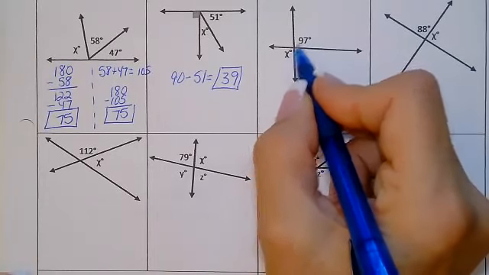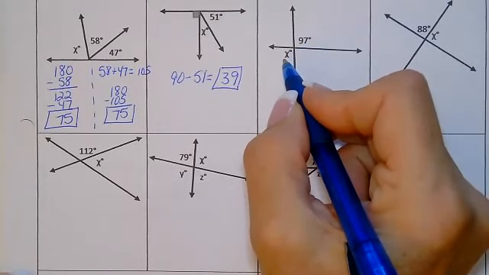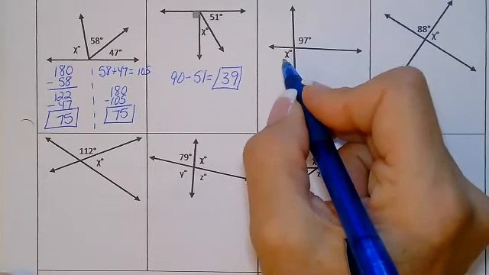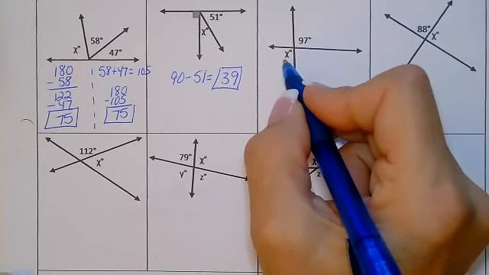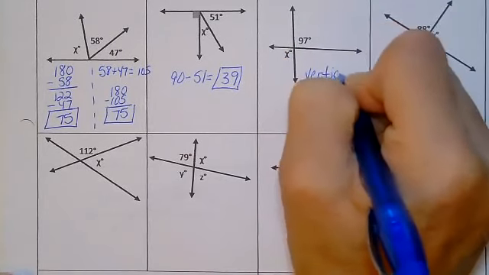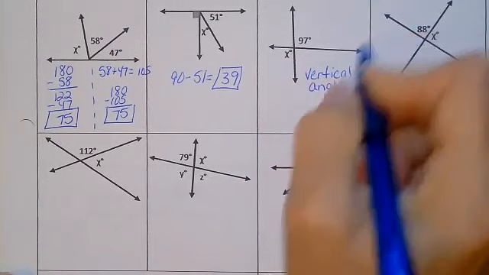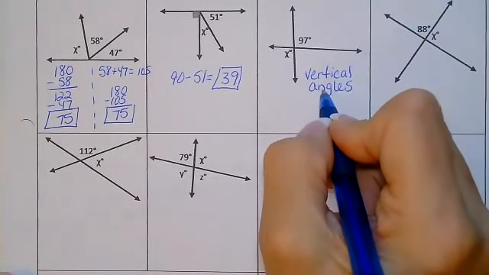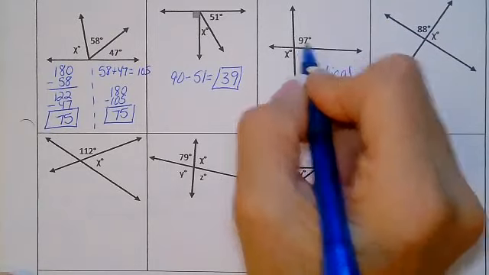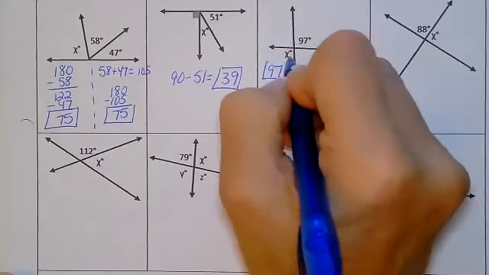Okay, these are vertical angles. And I know that vertical angles are congruent. So if this one's 97, then this one must be 97. So let me make that note. You do it too. Vertical angles. So if this one is 97, then the other one is 97.